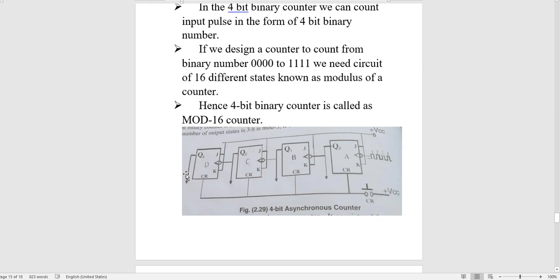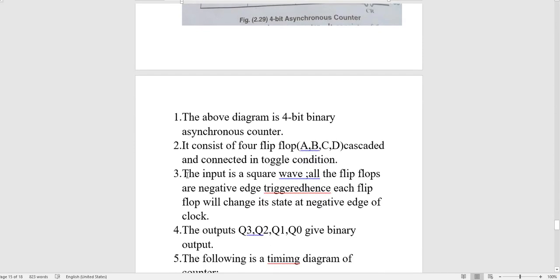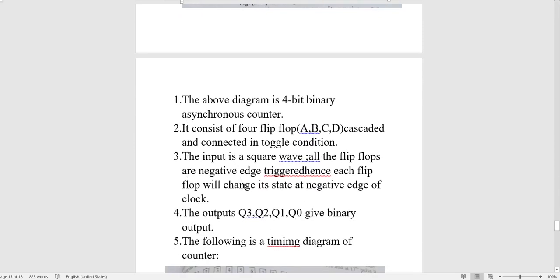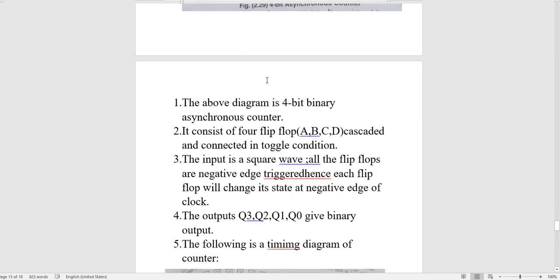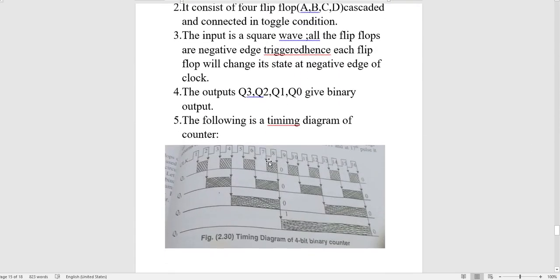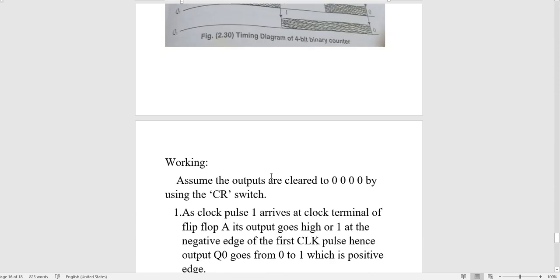In this timing diagram you can see how the flip-flops are cascaded. Here I have given all the information, that the square wave is generated. See, this is the square wave when the toggle condition is occurring. These are the different outputs, written over here. Below is the timing diagram. In this you have to assume that your inputs are cleared to 0 0 0.